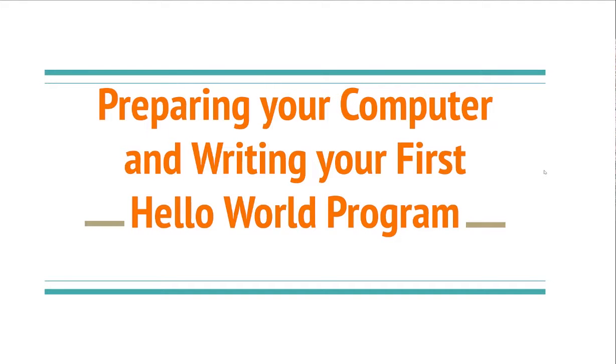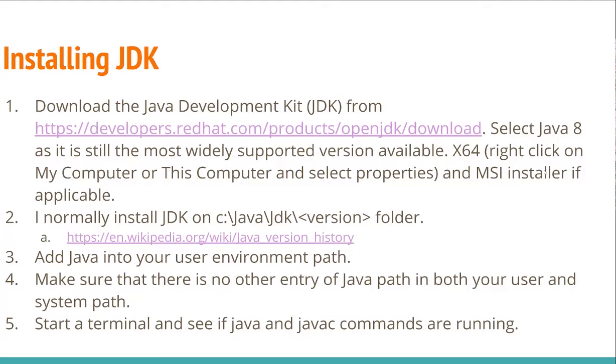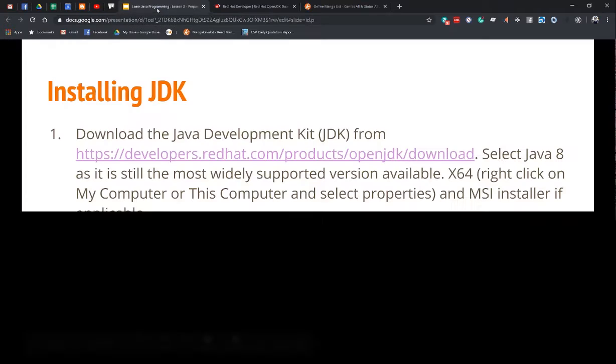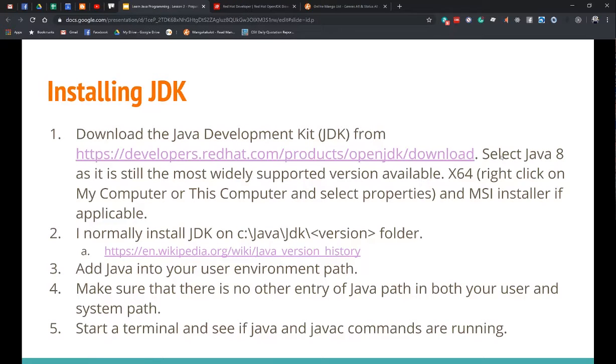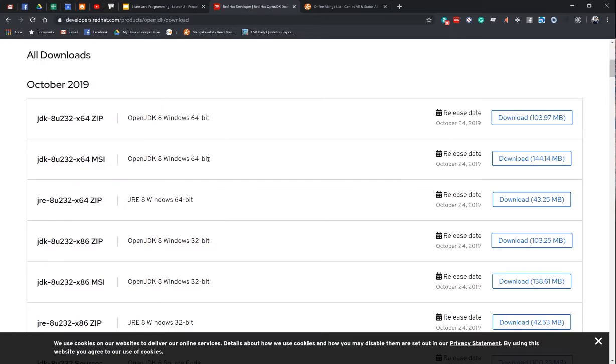Our topic for today is preparing your computer and writing your first Hello World program. Before we begin, we must install the JDK or Java Development Kit. Number 1. Download the Java Development Kit from this URL. So let's check that URL. Select Java 8 as it is still the most widely supported version available, x64, and MSI installer if applicable. This one. Now, how do we know if our computer is running on x64 or x32?